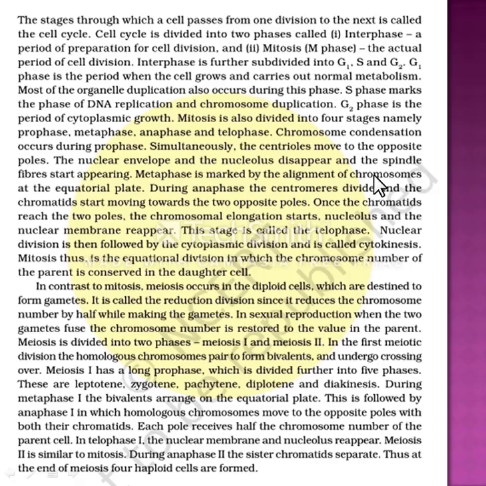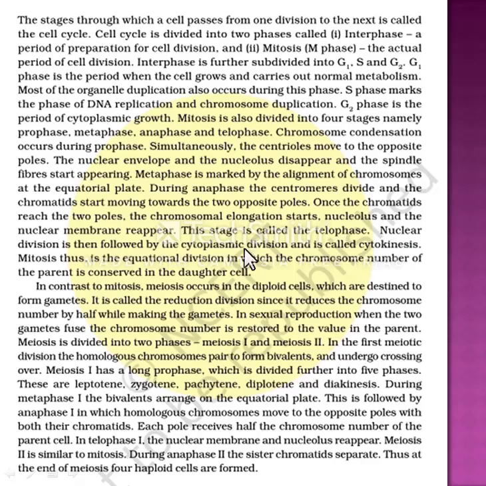Metaphase is marked by the alignment of chromosomes at the equatorial plate. During anaphase, the centromeres divide and the chromatids start moving towards the two opposite poles. Once the chromatids reach the two poles, the chromosomal elongation starts, and the nucleolus and the nuclear membrane reappear. This stage is called the telophase.